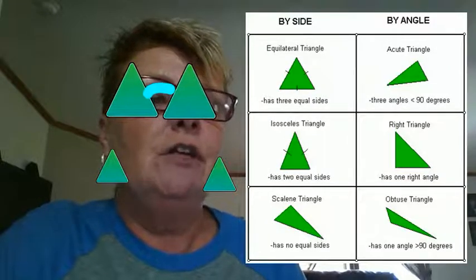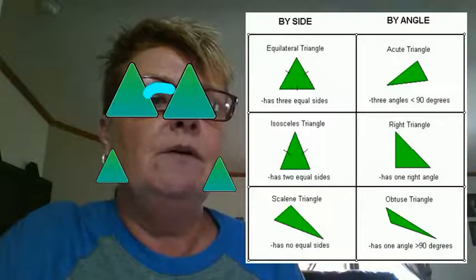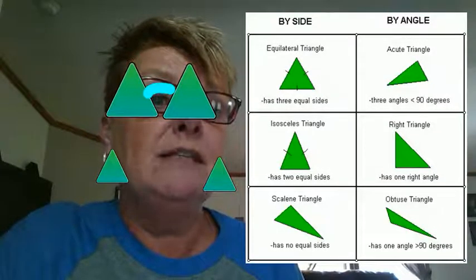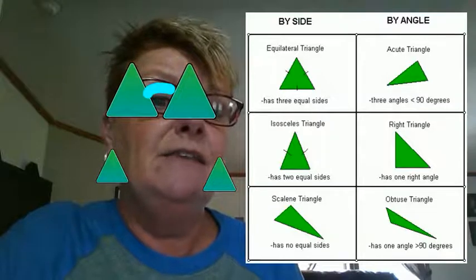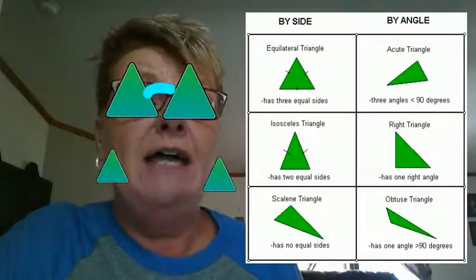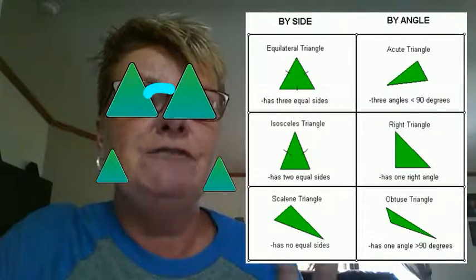And then they have the names together. So if you look at this right triangle in the middle here, it is a right triangle because it has a right angle. Plus, this side and this side are equal. So that makes it also an isosceles triangle. They can have two names.